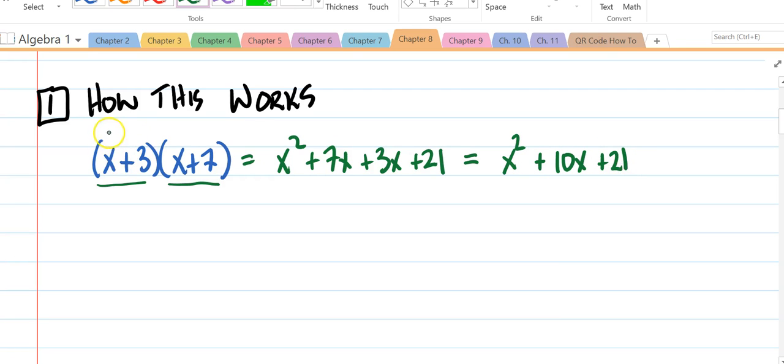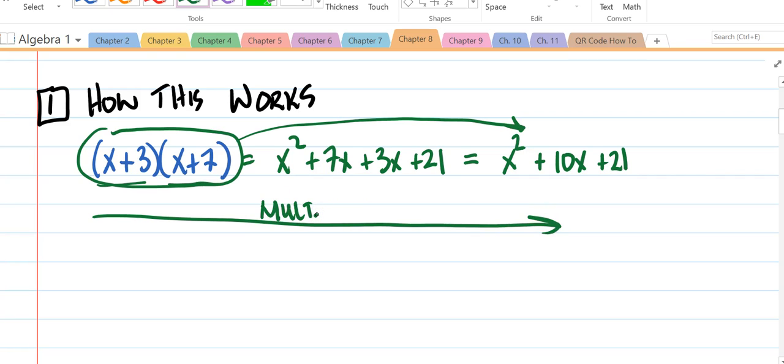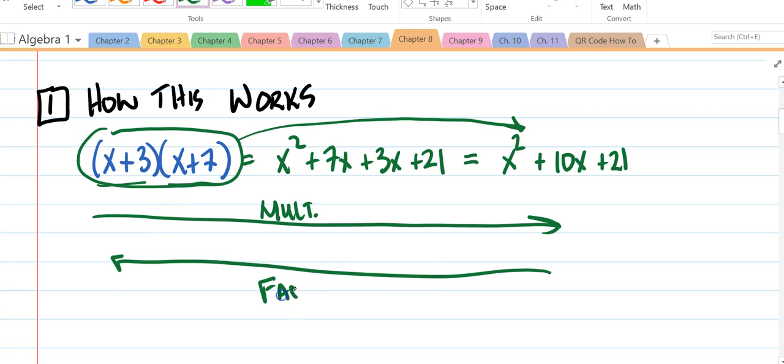If I clean this up, I would get x squared plus 7x plus 3x make 10x plus the number 21. So notice that over here, I have started off with a product of 2 binomials, and I have ended up with a single trinomial. When I go this direction, that's called multiplying, and that shouldn't be a big deal. We spent all last unit doing that. When I go in this direction, when I start with the trinomial and I go backwards and I end up with 2 binomials, that's called factoring, okay? And that's the main goal of this lesson. So what we're doing is basically we are starting with this and we are ending with the product of 2 binomials. That's how this works. Hopefully that makes some sense to you.